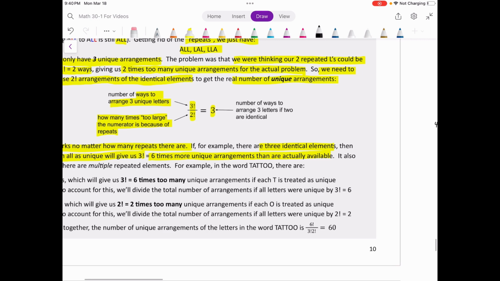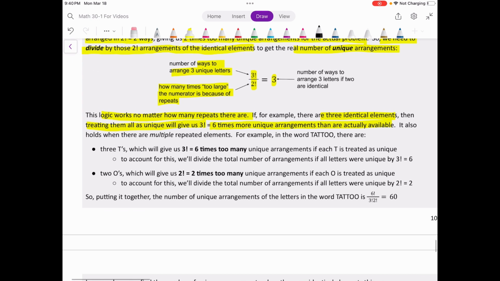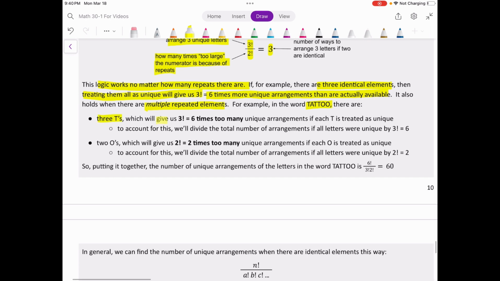There's not. Switching those L's around doesn't actually give us a new arrangement. Okay, so it also holds when there are multiple repeated elements. For example, in the word tattoo, we've got 3 T's and 2 O's. Now the 3 T's are going to give us 3 factorial, or 6 times too many unique arrangements if we treat each T as being unique, right? So how do we correct for that?